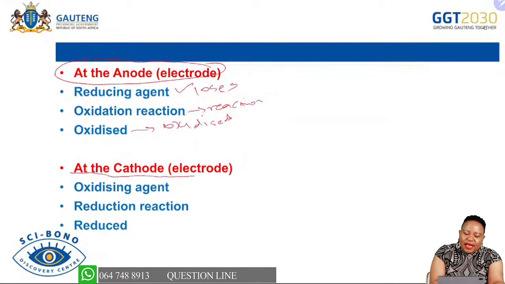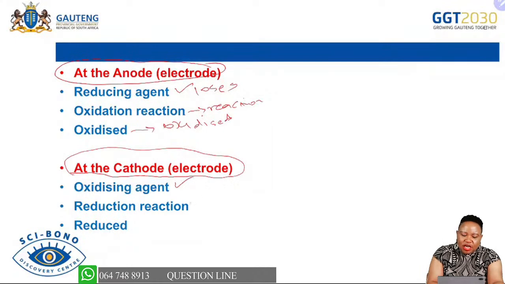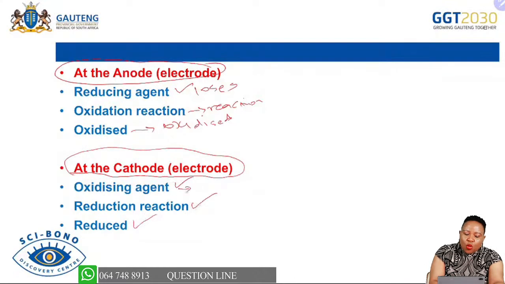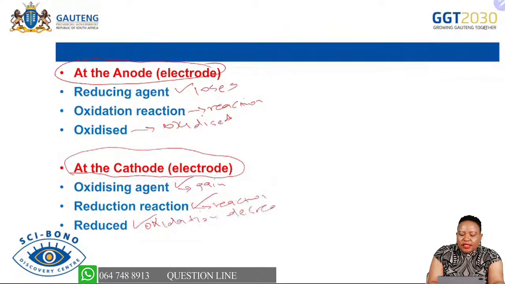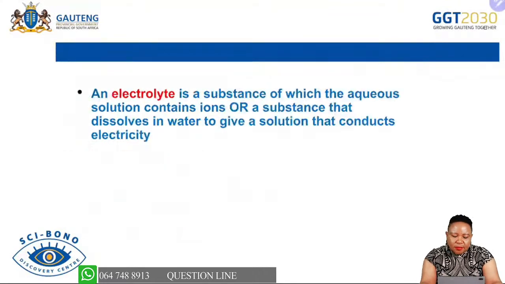Whenever there is a cathode site, or where there is a cathode electrode, we'll expect to find our oxidizing agent. We'll expect that agent to undergo reduction, and to be reduced. And remember, you can only undergo reduction when you gain electrons, and when you undergo a reduction reaction your oxidation number decreases. So this is just a summary of what is happening in each and every half cell that we are going to look at.